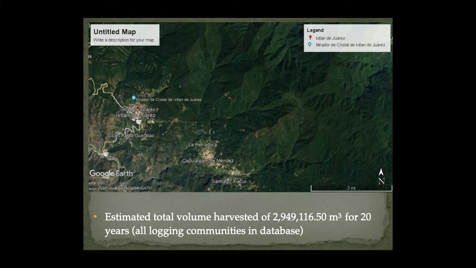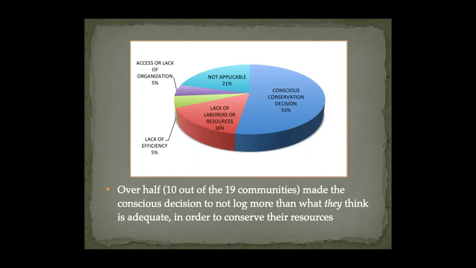After over a 20-year period, we documented that they have taken out nearly 3 million cubic meters of timber from these forests. And this is a Google Earth image of those forests. And what do you see? Lots of forest. So it's really a remarkable story of sustained yield, sustainable forest management. And this is all done under forest management plans, which are required by the Mexican government. And as part of that, there's an authorized annual cut.